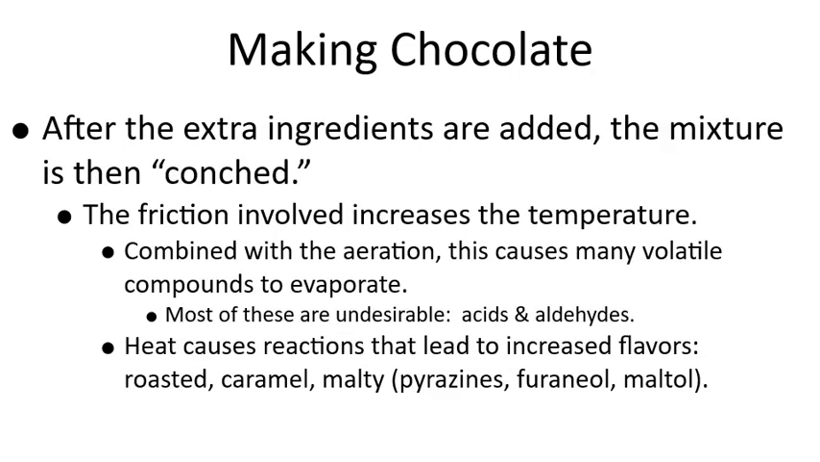Once the extra ingredients are added, the mixture is mixed in the conch. The friction from the continuous mixing process raises the temperature. That heat, combined with the aeration, causes many volatile compounds to evaporate. This improves the flavor as most of the volatile compounds are undesirable acids or aldehydes. The increased temperature also allows further chemical reactions to produce additional flavors, that is, the roasted, caramel, and malty flavors of pyrazines, furaneol, and maltol.